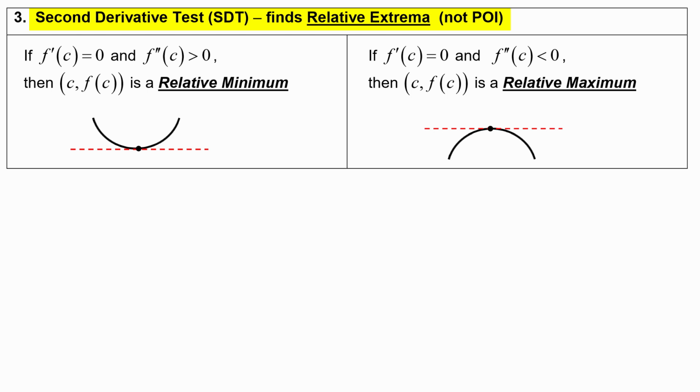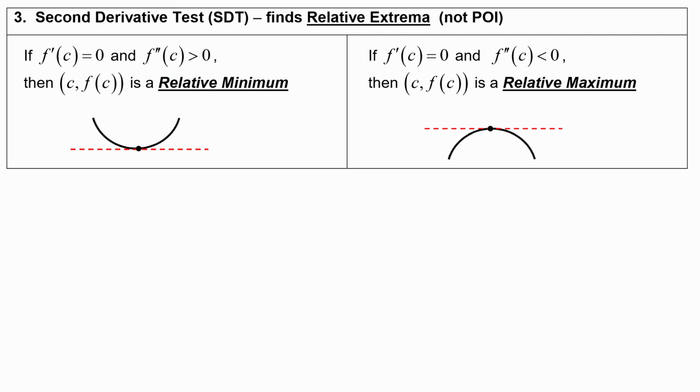Now for this test, the first requirement is that the derivative at a certain x value, c, has to equal 0. Now we know that means there's going to be a horizontal tangent on the graph. If the second derivative is positive, that means the graph has to be concave up. Well, if a graph has a horizontal tangent and is concave up, the only thing that could be happening at x equals c is a relative minimum.